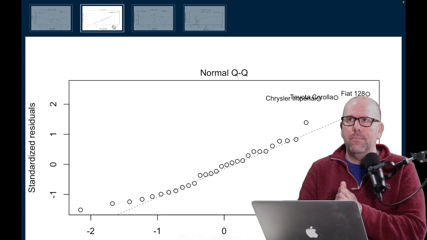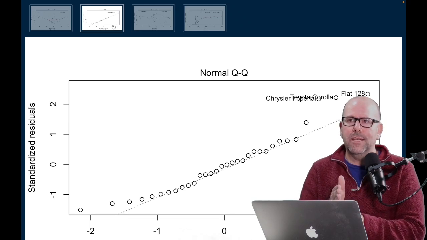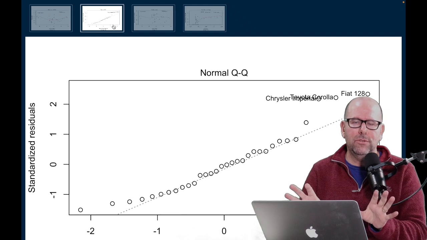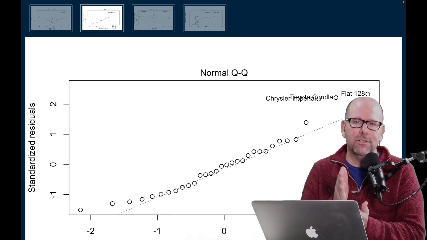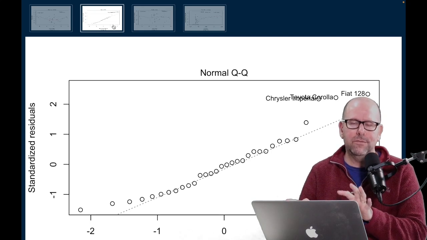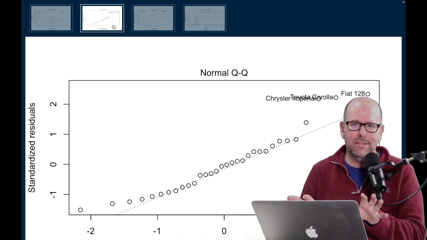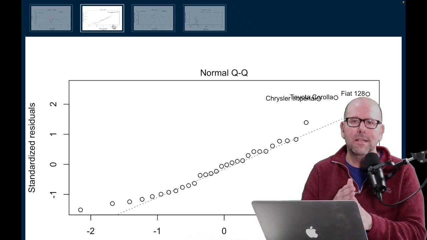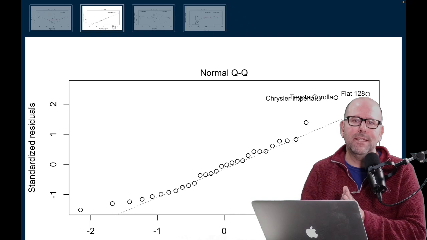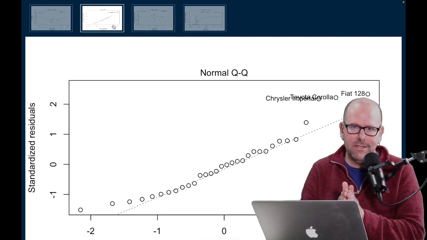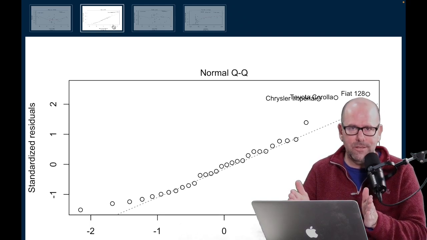Quantiles are points in your distribution that divide the values into even probabilities, right? So the median, for example, divides your data into 50% and 50% on either side of it. Your quartiles divide it into 25% buckets, etc., and you can go into more and more granular divisions of your data.